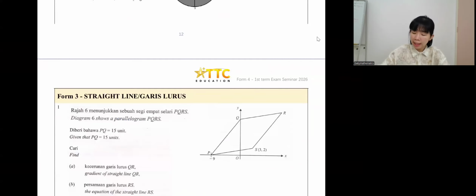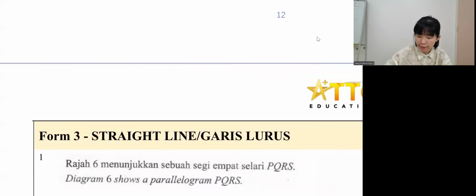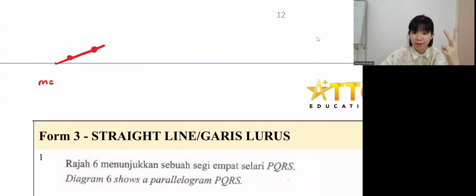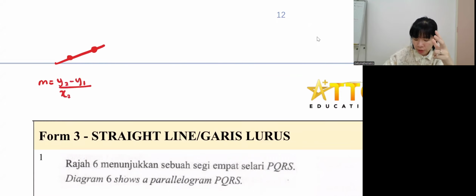Now, straight line, you have to know how to find m gradient. Remember the formula? Finding gradient, you need 2 coordinates. As long as you got 2 coordinates, you can find gradient. y2 minus y1 over x2 minus x1. So it's y over x. Yes, not x over y. Most of the people will confuse. They will ask x first or y first? Y first. Y over x.